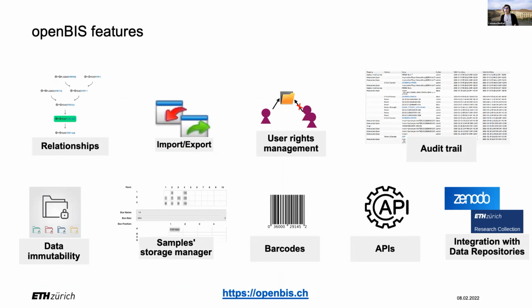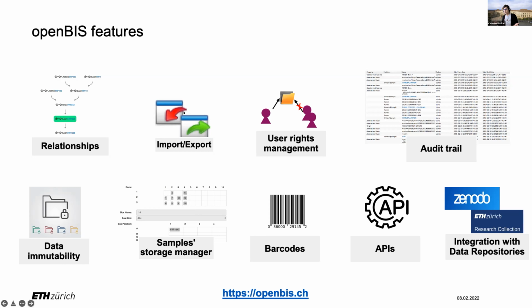So some of the main OpenBIS features, I mentioned before the relationships, so you can establish relationships between entities in the system, in different parts of the system, and this allows you to reconstruct the history of something. So if you have a sample that you have used in different experiments, for example, you can see the history of the sample, or you can connect instruments to measurements, so you can see all the measurements that have been taken with a particular instrument and so on.